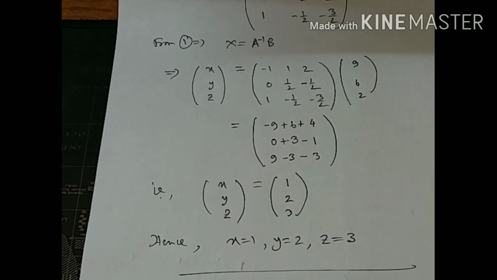Here you have to find the inverse of the matrix. After getting the inverse, we have to multiply it by the right hand side matrix B, then we will get the solution of this equation.